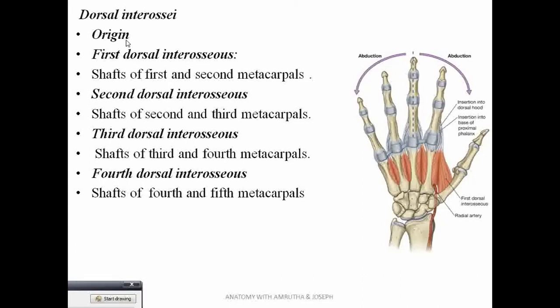Now there are 4 dorsal interossei. The first dorsal interosseous originates from the shaft of first and second metacarpals. Second one originates from shaft of second and third. The third one originates from shaft of third and fourth, and the fourth one originates from shaft of fourth and fifth. This is the origin. Now remember, we are going to see the abduction, right? Let's see how this muscle is inserted to the fingers so that it can cause abduction.